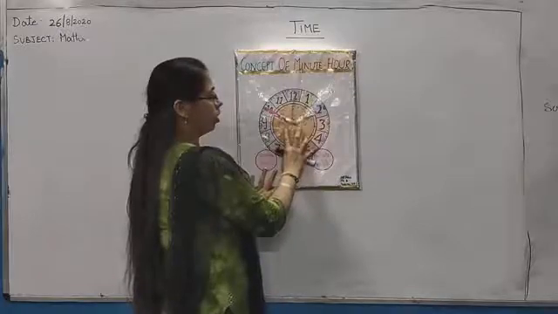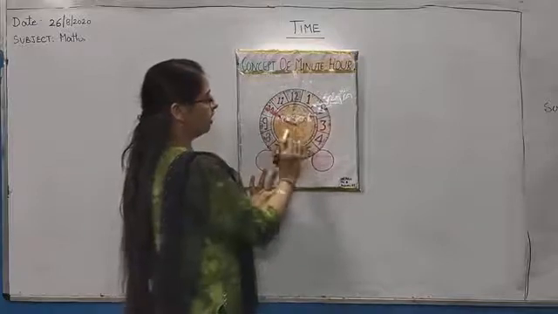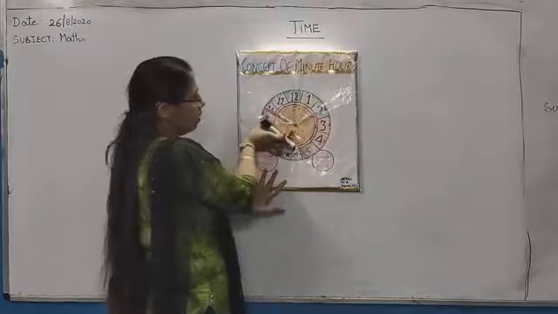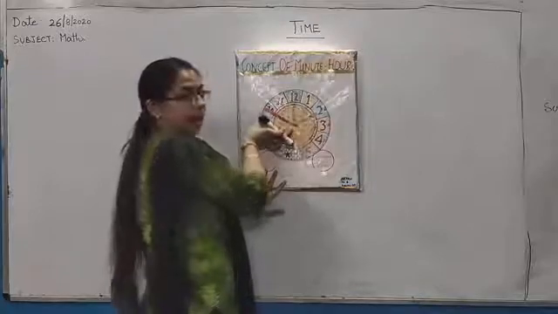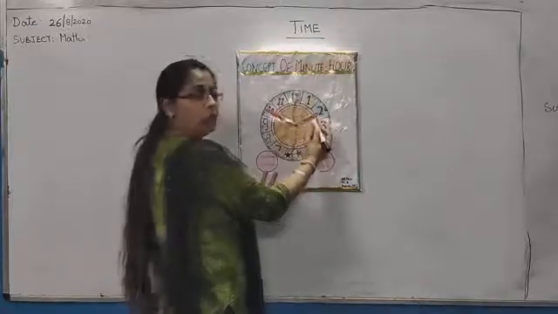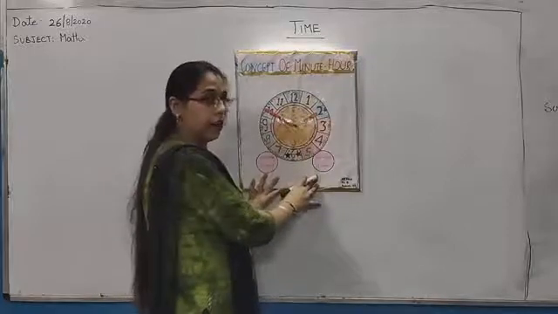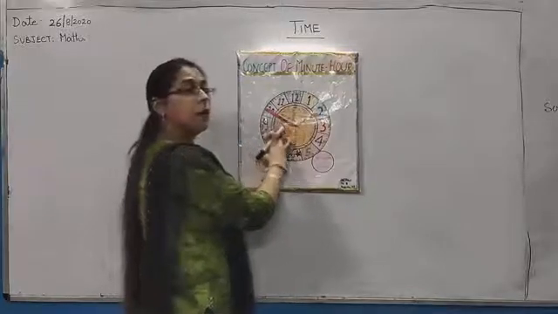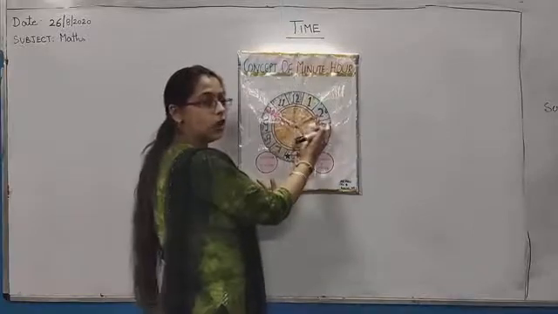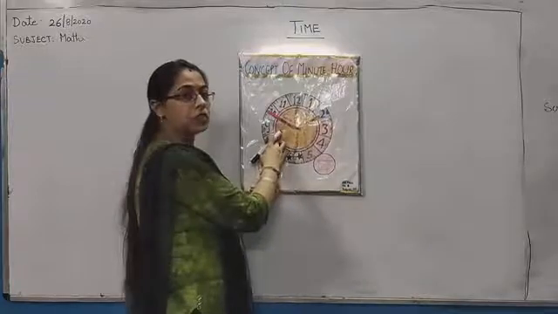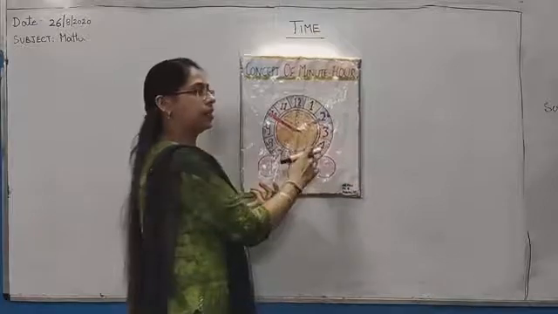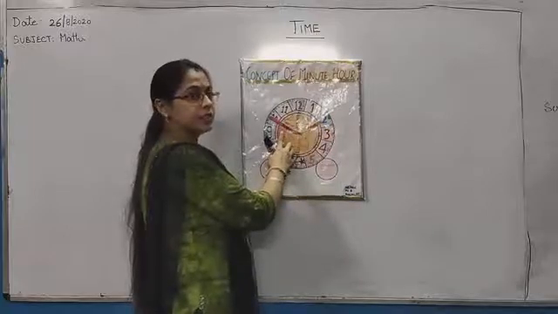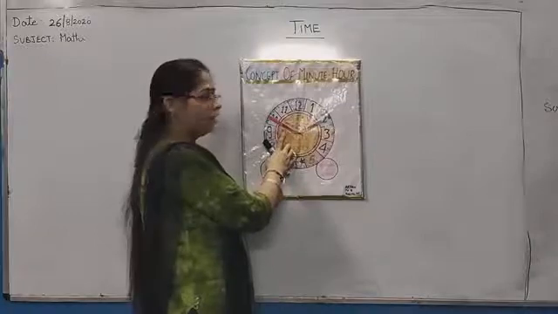Now, let's talk about the hands of a clock. In this picture, you can see a small hand and a big hand. The small hand of a clock represents the hour, so we call it the hour hand. The big hand represents the minutes, so we call it the minute hand.